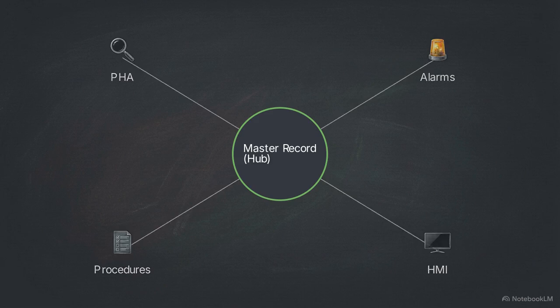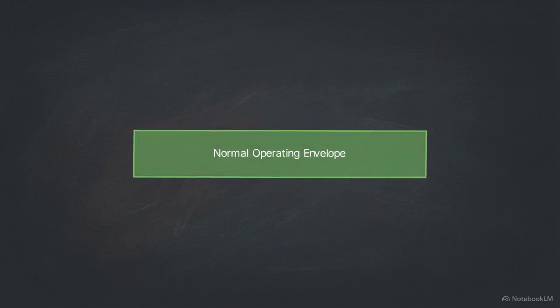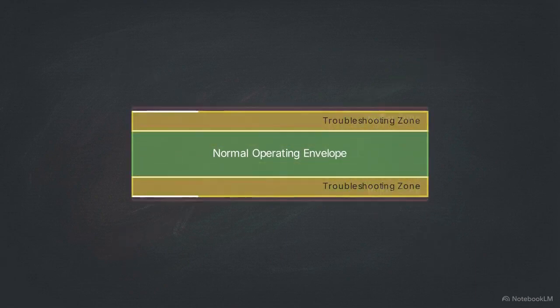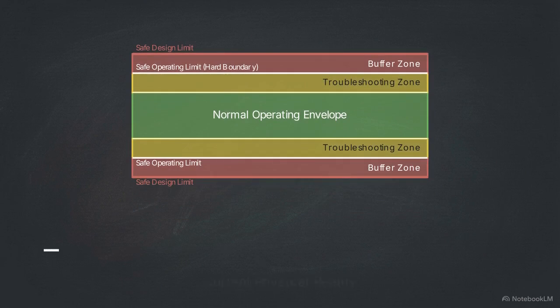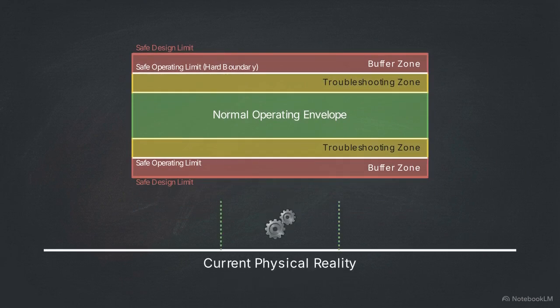The Safe Operating Limits framework protects a facility when these physical boundaries are accurately maintained and consistently reflected across every procedure, alarm, and technical record. Maintaining this alignment ensures that the safety systems are always anchored to the current physical reality of the plant.